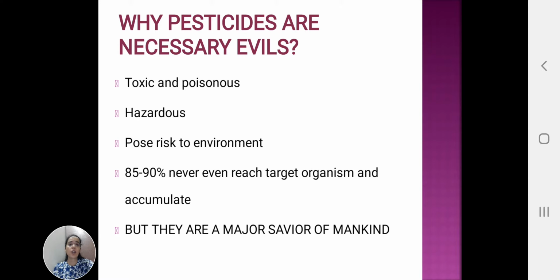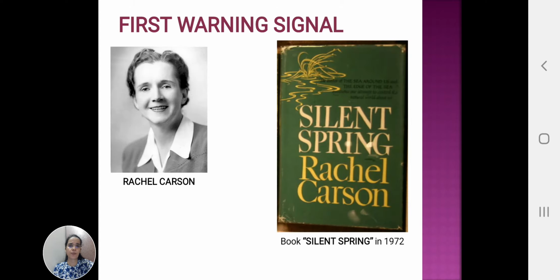They are necessary to control the pests, but at the same time, they are obnoxious, toxic, hazardous, and pose a danger to the environment.